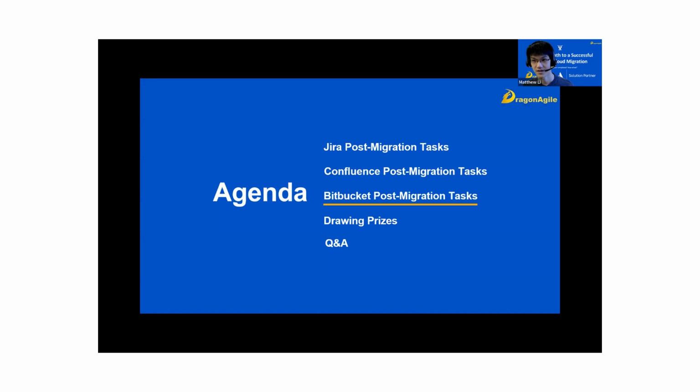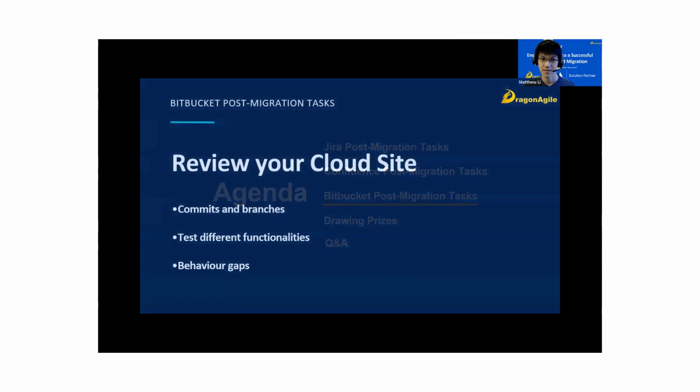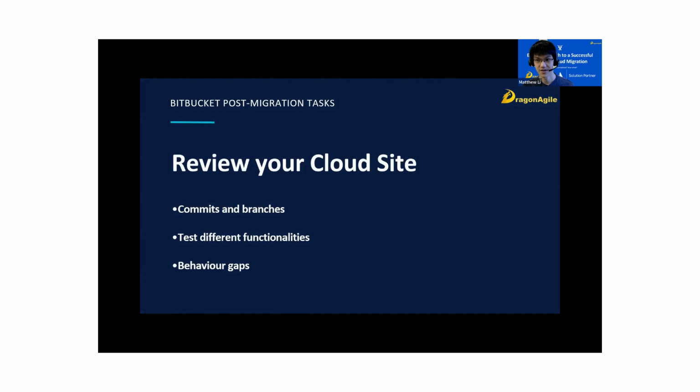So next, we'll move on to Bitbucket post-migration tasks. The first step is to review your cloud site. Ensure your data has migrated successfully by checking repositories for things like commits and branches. As well, teams and users should test the different functionalities in Bitbucket Cloud compared to server, as well as document any behavior gaps.